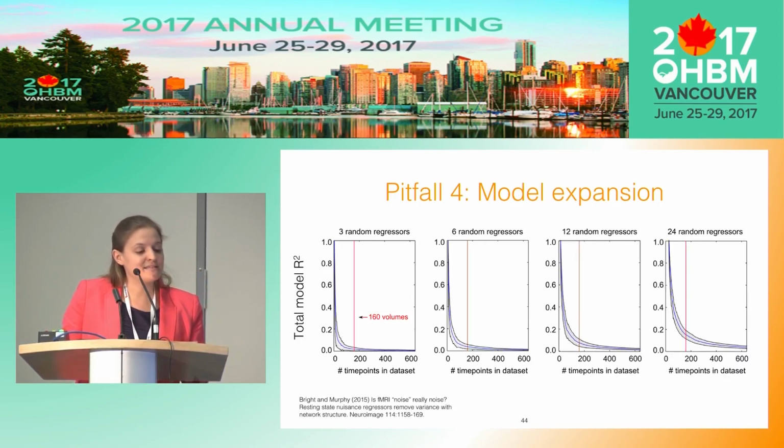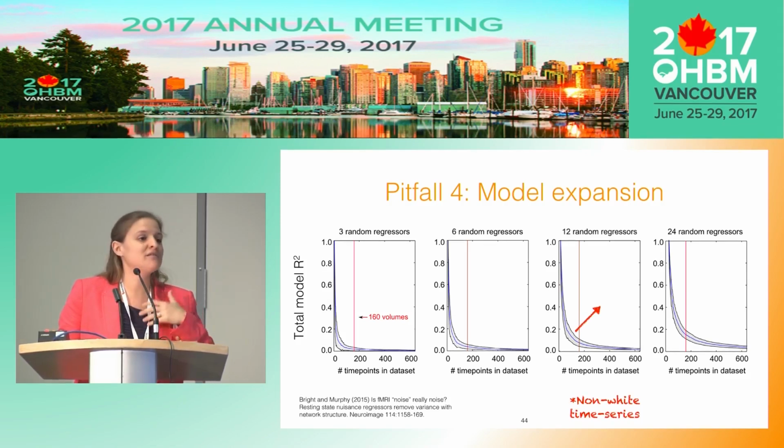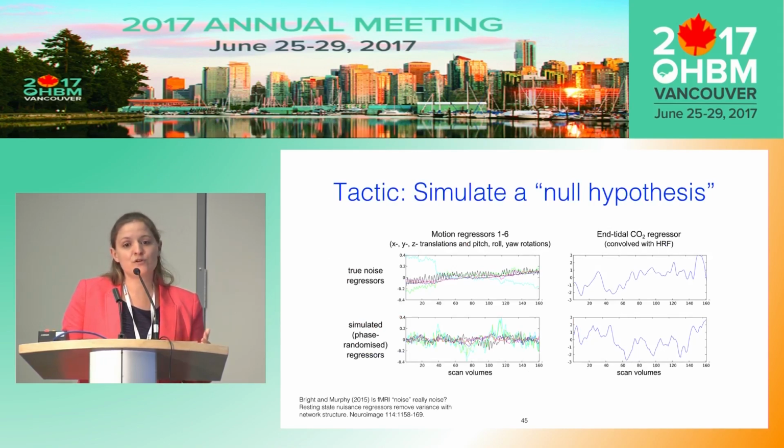Now, as you increase the number of regressors in your noise model, you're going to increase the amount of variance you're throwing away simply by chance. This is just how it works. And remember, these are white time series. This gets a lot worse when your series aren't white, as is the case with nuisance regressors, which are generally physiological ones and very low frequency, et cetera. So how can we look at this? I don't have a straightforward answer of exactly what you should do, but I do recommend you look at your noise model and generate some of these null noise models to compare with.